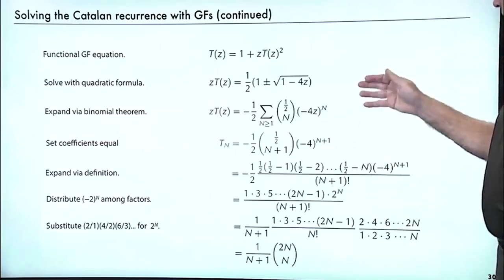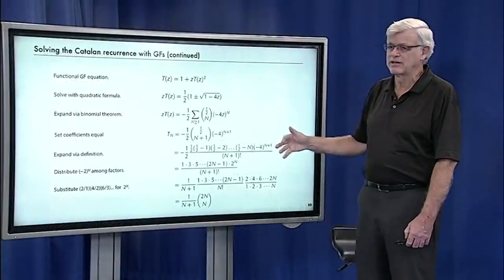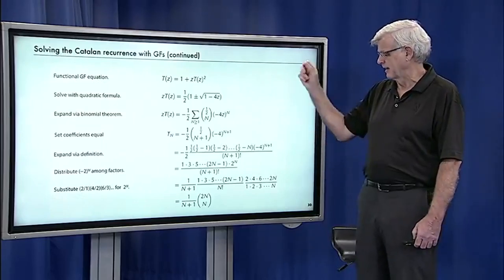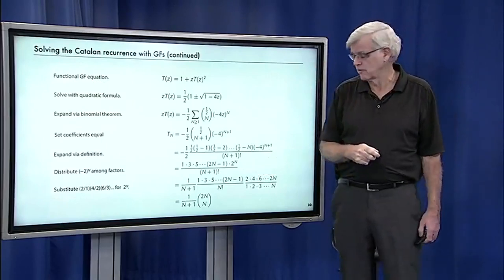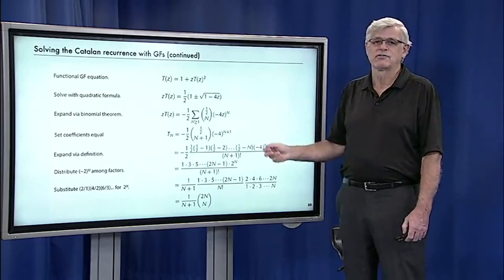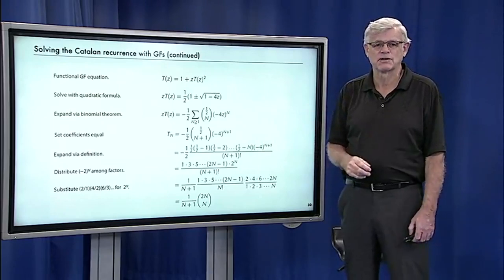So that's a proof that the number of binary trees on n nodes, number of general trees on n nodes, the number of ways to triangulate n plus 2 gons, and so forth, the Catalan numbers, is 1 over n plus 1 times 2n choose n. And that's one of the most famous number sequences in combinatorics.